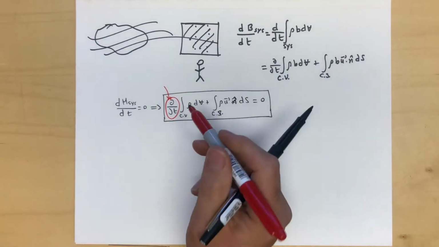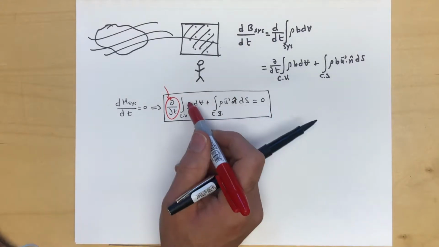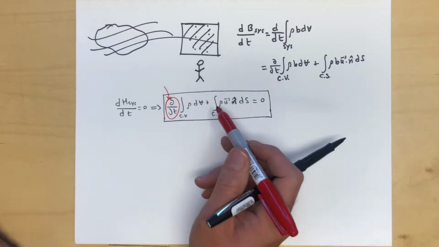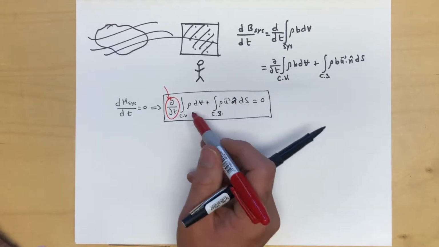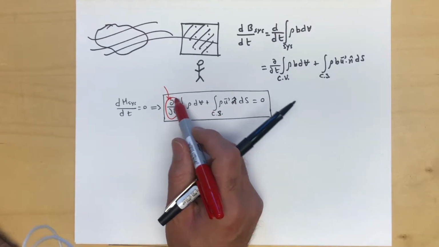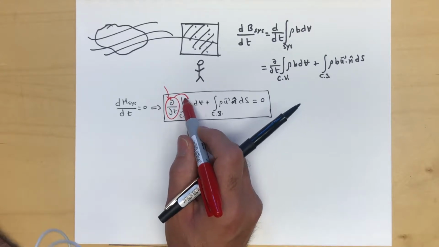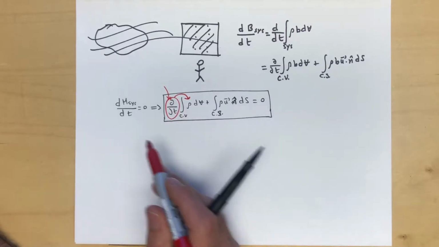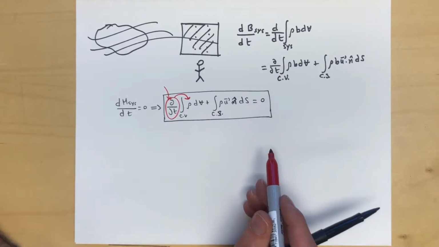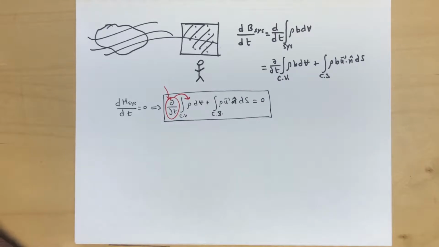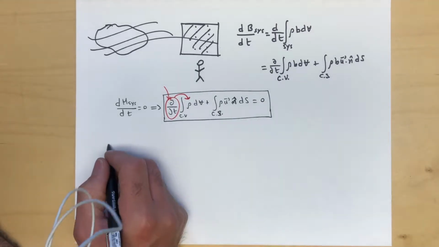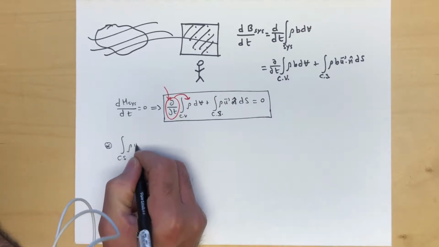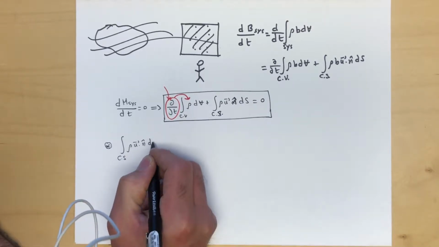If we could somehow write everything in terms of one type of integral, either a surface integral or a volume integral, better to be written as a volume integral, and somehow move this d by dt term to the inside of the integral, then we would have just a single integral over an arbitrary control volume equal to 0. And we can do that exactly.